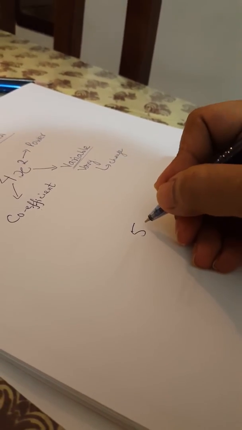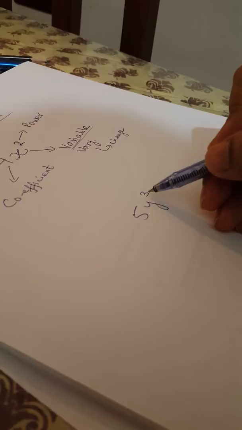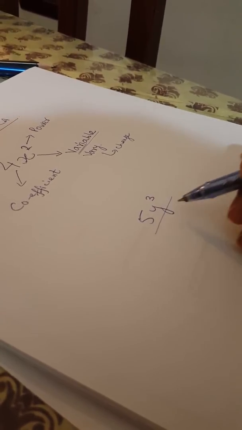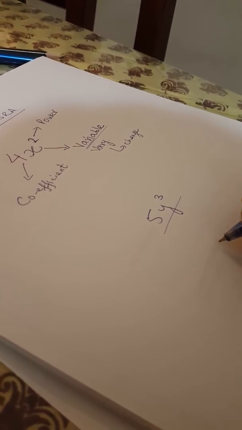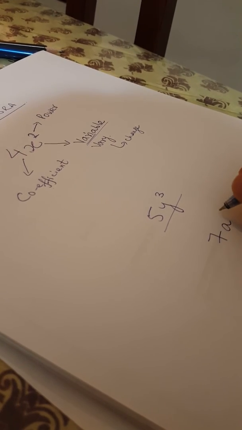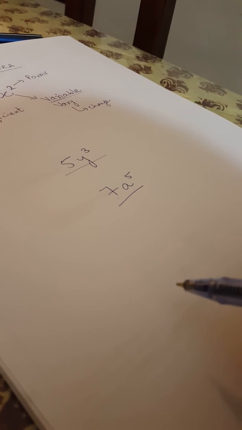And if you have something like this, where the power written on y is 3, it is called cube. So you will read it as 5y cube. If you have another term that's written like this, you read it as 7a power 5.